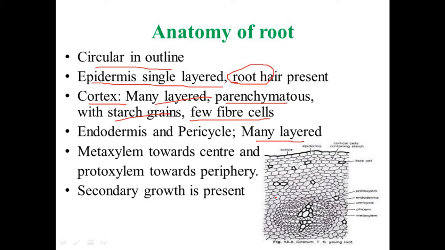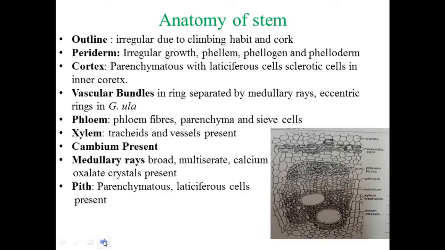Interestingly, the vascular bundle shows the xylem and phloem, but the metaxylem is toward the center. Here you can observe this large metaxylem toward the center, and protoxylem towards the periphery, and also it is with secondary growth. Then let's go for the anatomy of a stem.